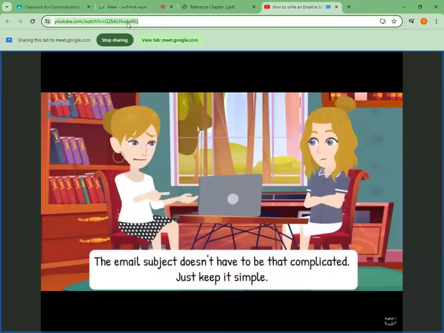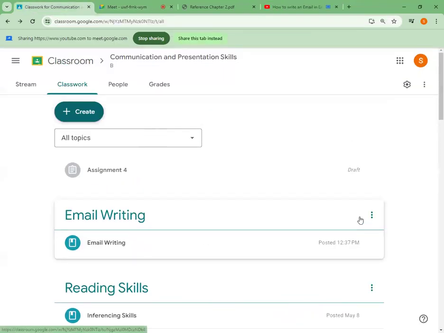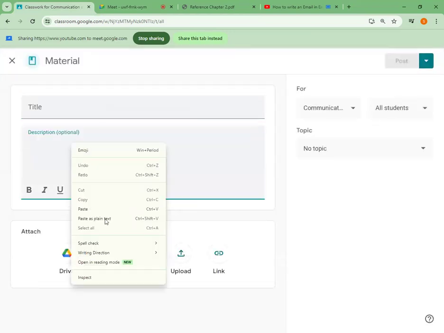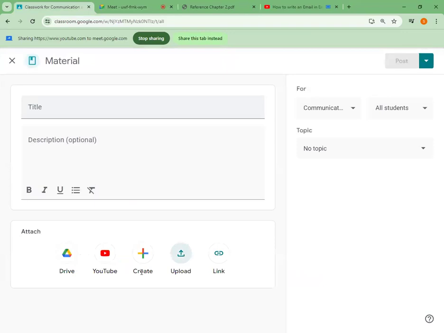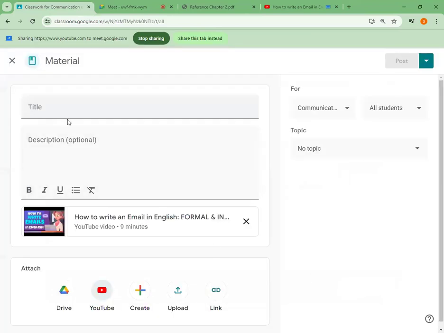The email subject doesn't have to be that complicated, just keep it simple. But I thought it was already simple. You can write it shorter. For example, letter from Mary. Okay, let me fix it. Anything else? In the beginning, you can use a friendly greeting, such as, "Hi, Susan." It's so simple. This is not a work context, so you can write it informally, comfortable.